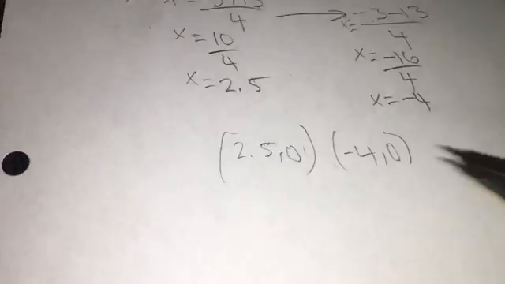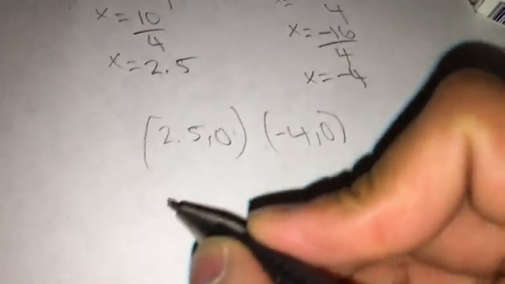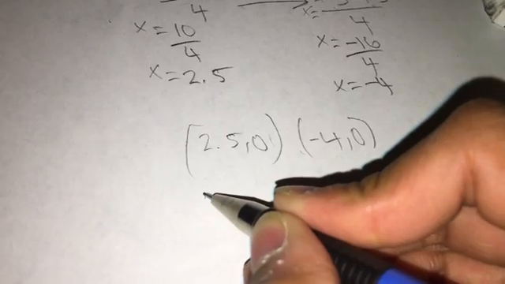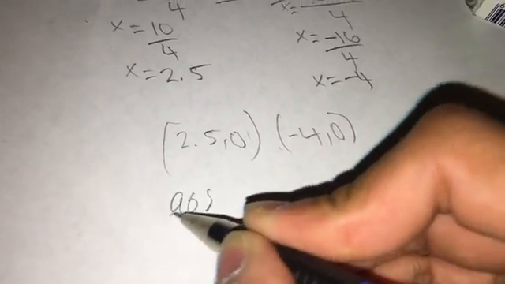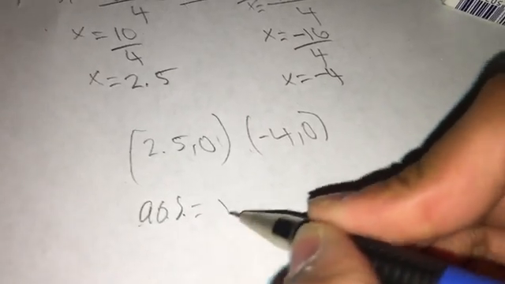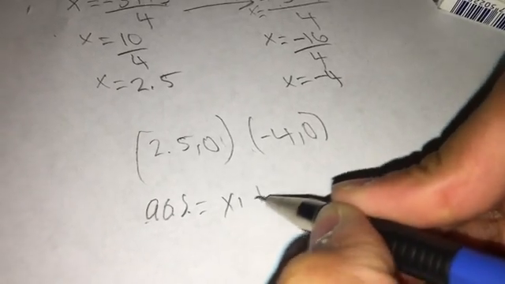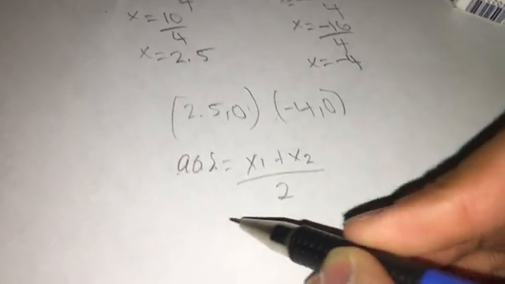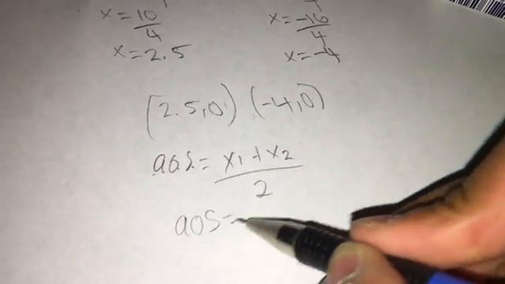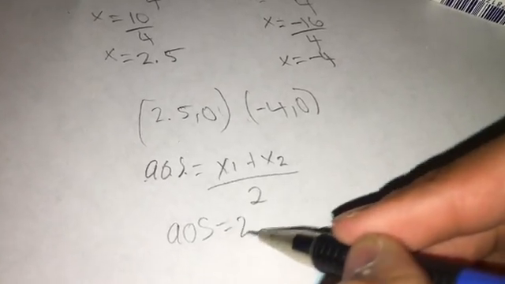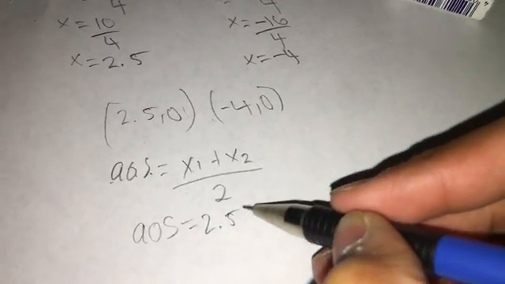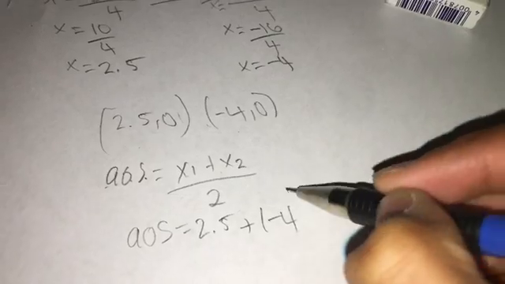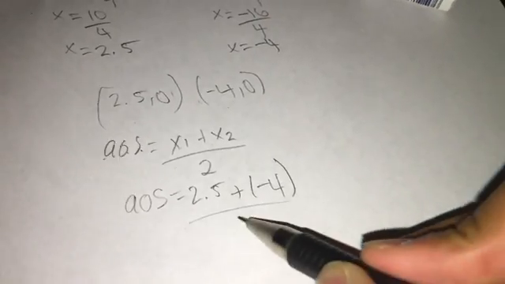Now that we have our two x-intercepts, now we have to find the vertex. So this is going to be the axis of symmetry. Axis of symmetry is x1 plus x2 divided by 2. So AOS equals x1 is 2.5 plus negative 4, without a bracket, divided by 2.